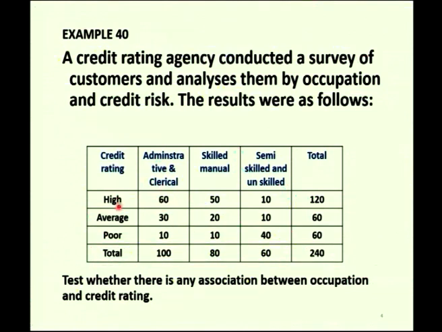3 in the sense high, average, poor, 3 rows, and 3 columns in the sense administrative and clerical, skilled manual and semi-skilled and unskilled customers. So, this is a 3x3. Do not judge the number of rows and columns by including the total rows and columns. You should take only the original information. Total is not included as one of the rows. So, it is a 3x3 table, and you are asked to test whether there is any association between occupation and credit rating. So, we shall start with step 1.